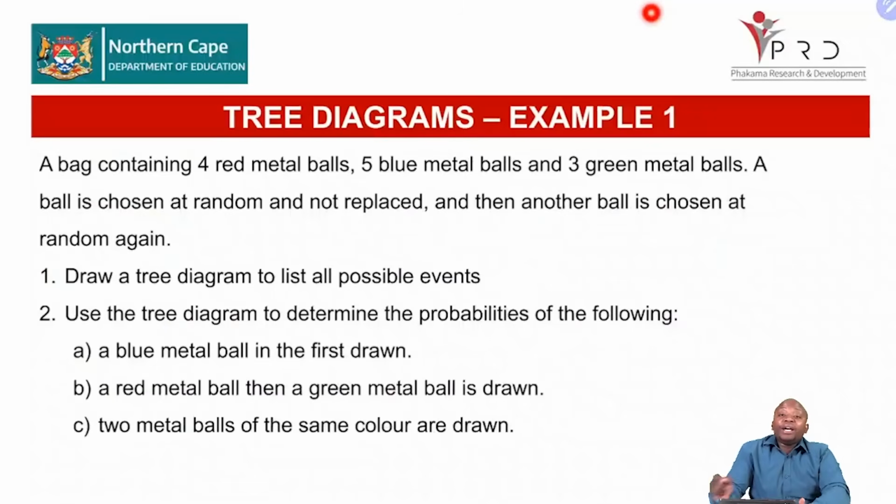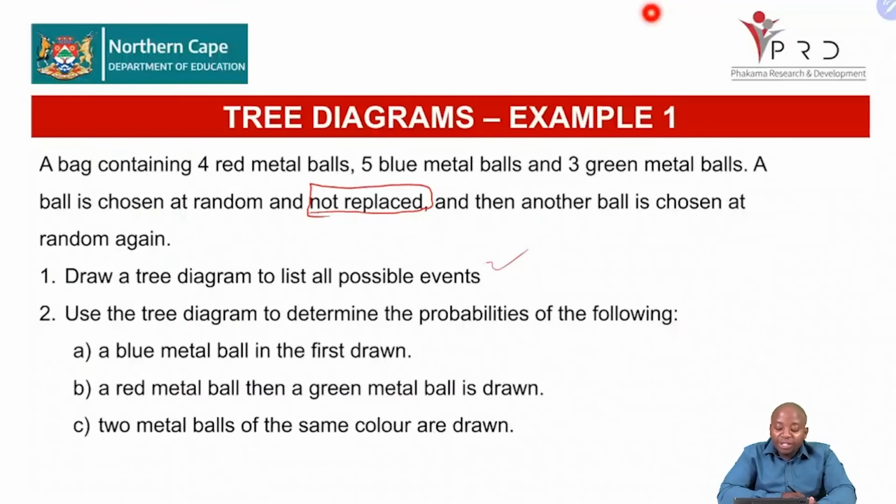Now let us look at the example where we are constructing a tree diagram. We are told that a bag contains 4 red metal balls, 5 blue metal balls, and 3 green metal balls. A ball is chosen at random and not replaced, and then another ball is chosen at random again. So what are we looking at here? We are looking at dependent events. Why? Because we are not replacing. So let us now construct the tree diagram to list all the possible events.